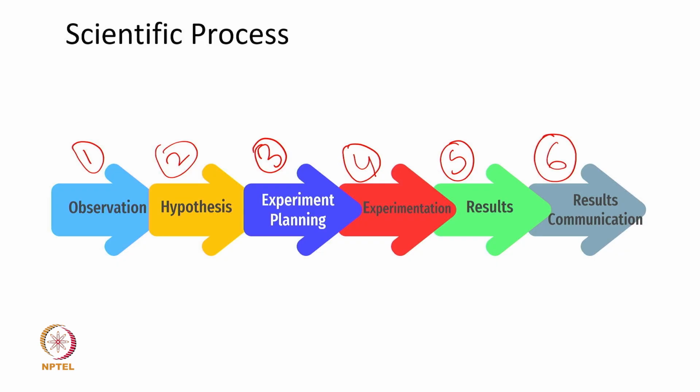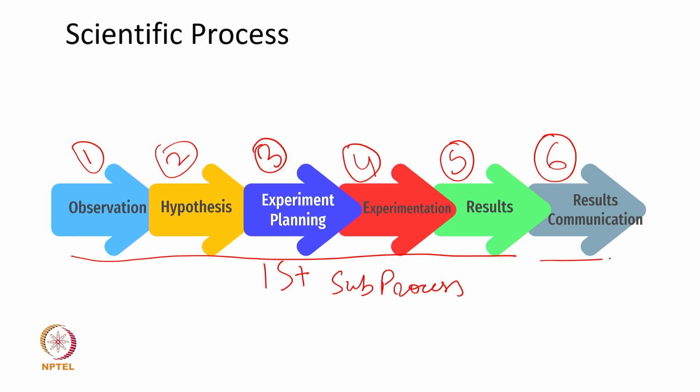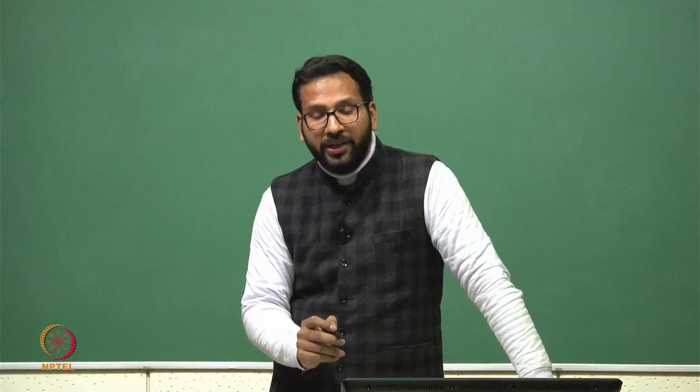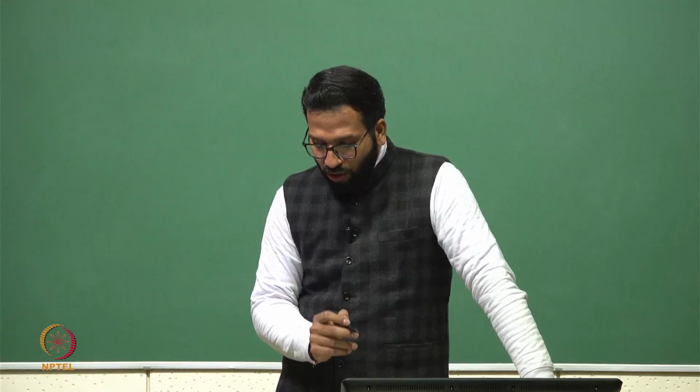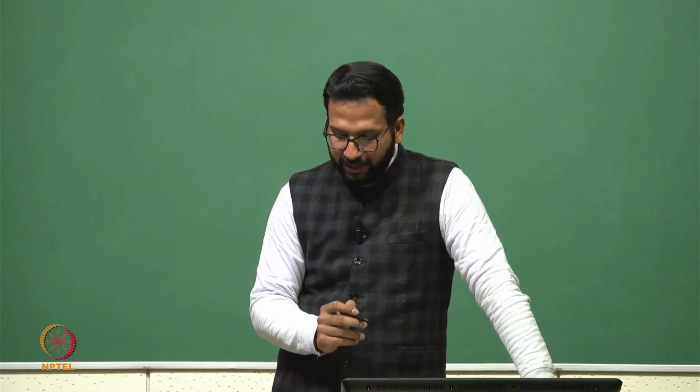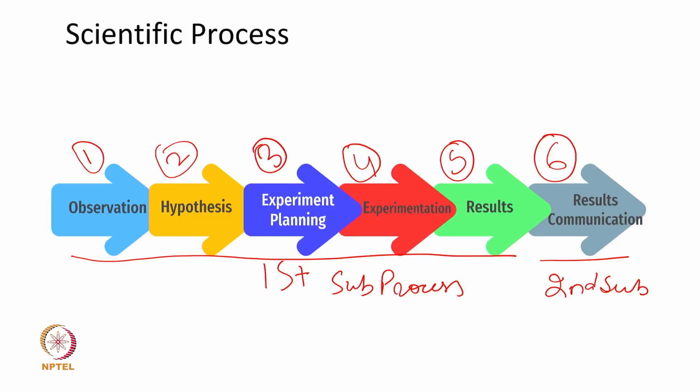If you see, this whole scientific process comprises 2 sub processes. The first sub process is these 5 steps, and this is the second sub process. The first sub process is from step 1, from observation, to the results in step 5. The last step is the communication of the results. The communication of final results is considered an essential parameter for evaluation of scientific productivity.